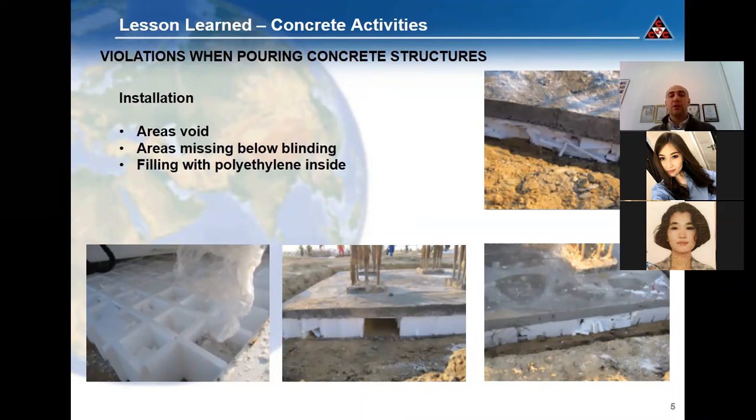So let's talk about some problems which can be found in monolithic construction. Violations when pouring concrete structures. During installation, areas of void, missing blending, filling with polyethylene inside. So we know that we need to protect our foundations from corrosion, from heat losses, and so on. So it should be installed well, without any crashes, without any mistakes.